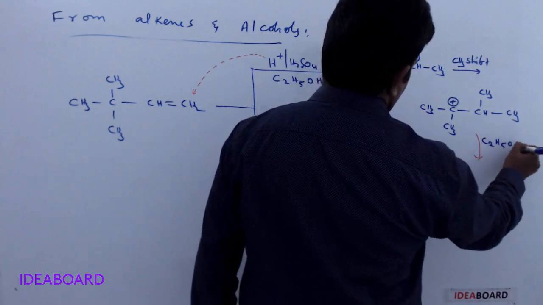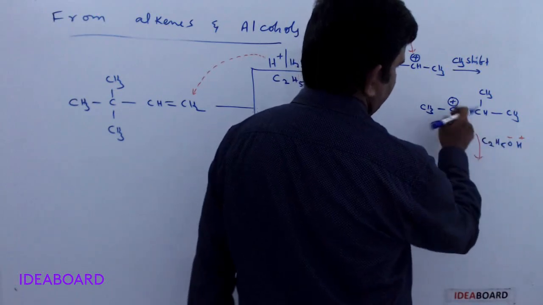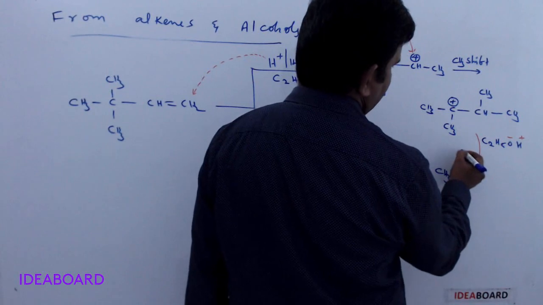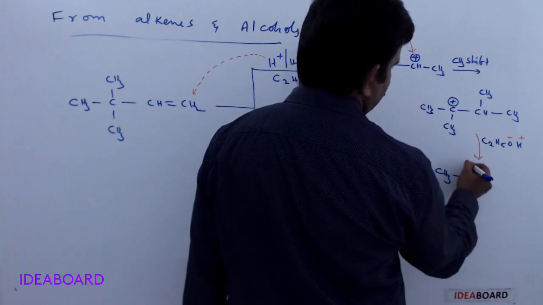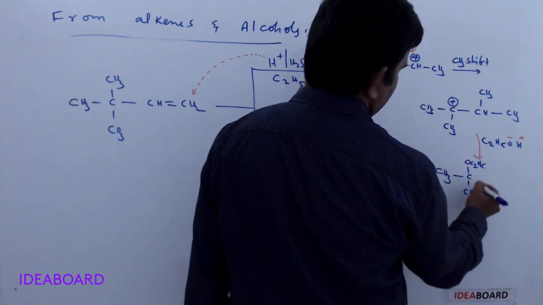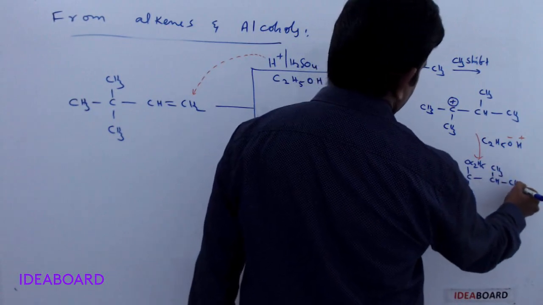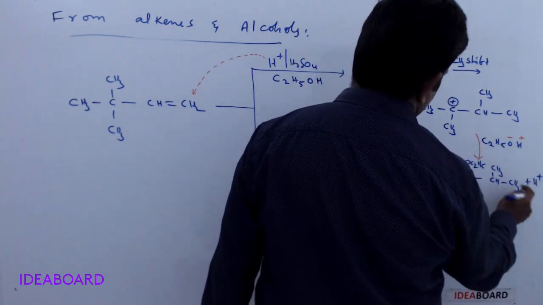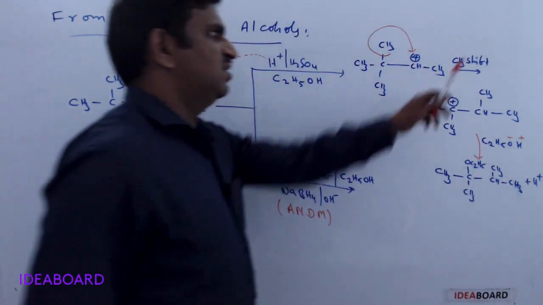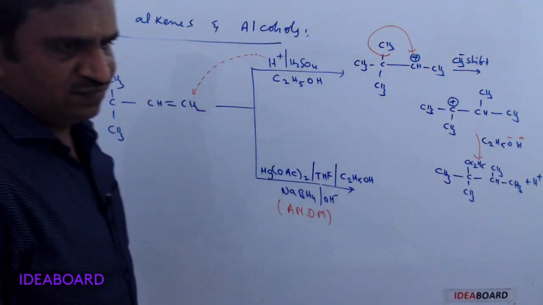What is formed? C2H5OH has C2H5O minus and H plus. C2H5OH is added and one hydrogen is removed. Then finally what is formed is OC2H5 with CH3, CH3 and CH3, plus H plus. That is the product formed, and this is by the rearrangement reaction through the methyl shift.